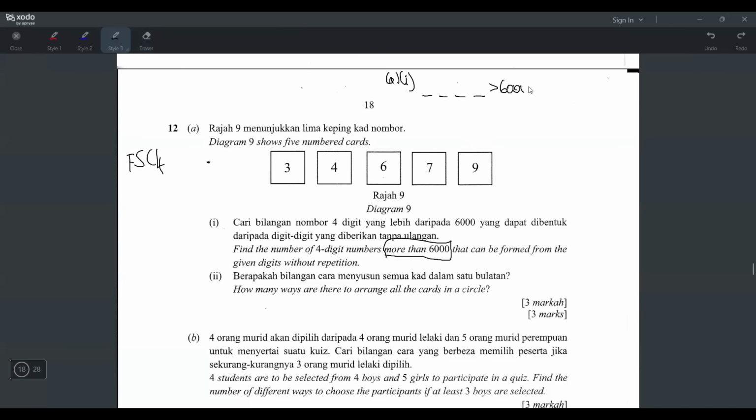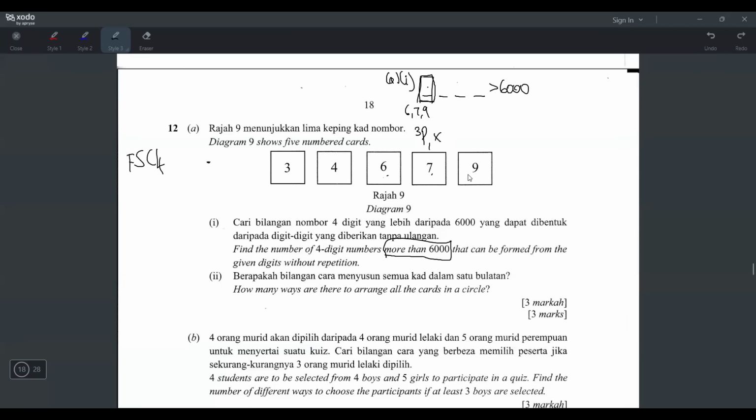If you want more than 6,000, you have to highlight this slot. This digit here is important, because if this digit is 7, then it will be 7,000 something. If it's 6, then it will be 6,000 something, right? So if you want more than 6,000, you have to make sure this slot can only be 6, 7 or 9. If it is 6 it also works, it will be 6,000 something. So it will be 3P1.